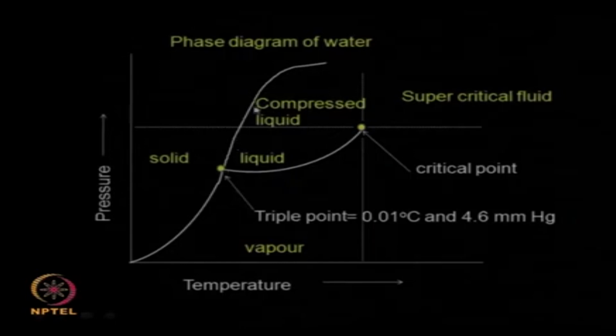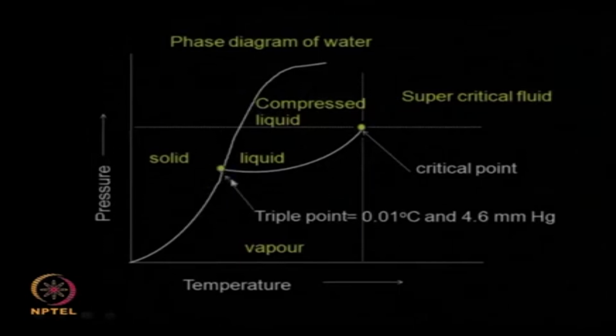Now if you look at this, there is something called a triple point, where the solid, liquid and the vapor meet. This is called the triple point. This is at 0.01 degree centigrade and 4.6 mm mercury. So if we are operating here, if we want to move from solid to liquid to vapor like this, whereas if you are operating here, you can see that I can directly move from vapor to solid or from solid to vapor. I do not have to go through the liquid at all.